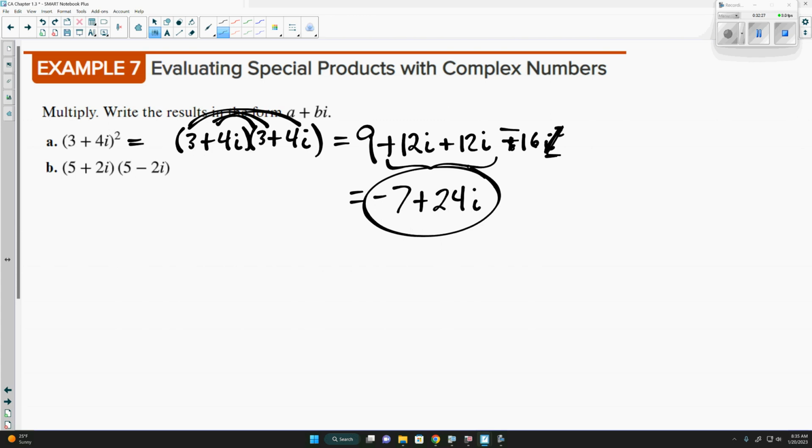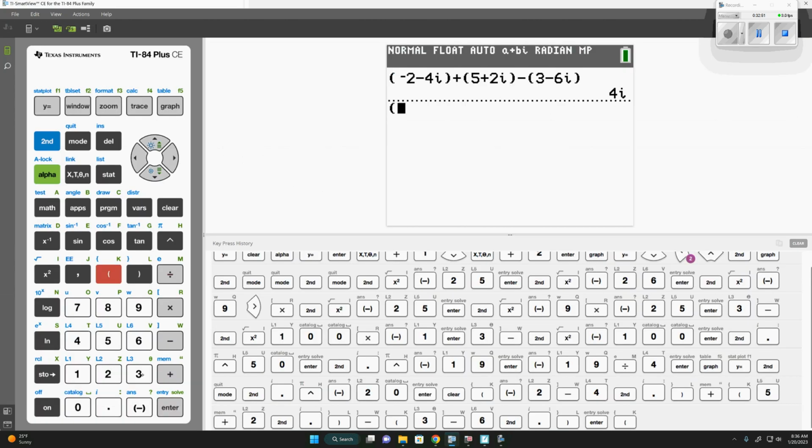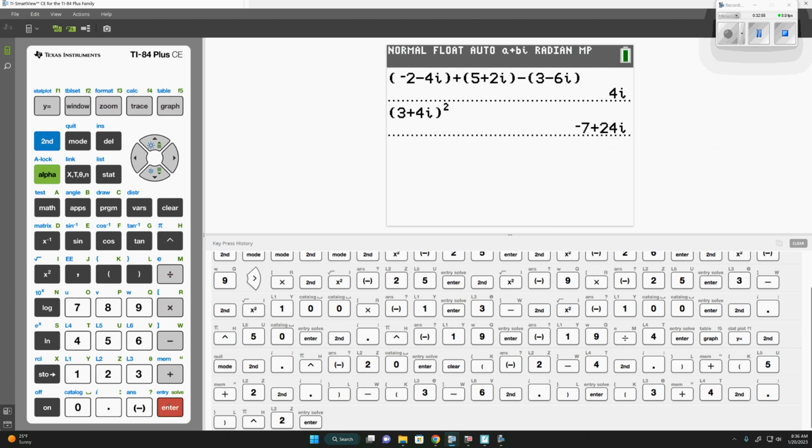Because I am all for, if we can do it simpler, let's do it simpler. If we don't have to rewrite this out just because we're wanting to rewrite i squared as -1, I'm all for it. If it is helpful for you to rewrite it back out, rewrite it back out. Does that make sense? Do what's best for you. Don't do it just because I'm doing it this way. 3 plus 4i squared. The graphing calculator can do it just fine.